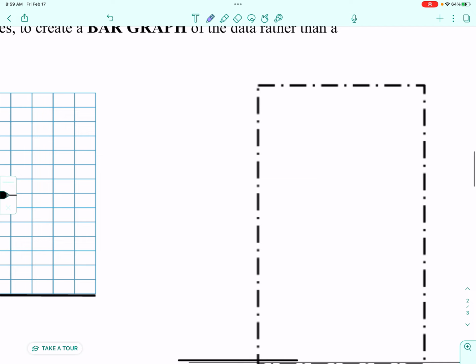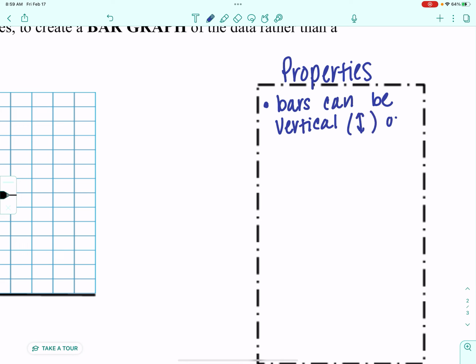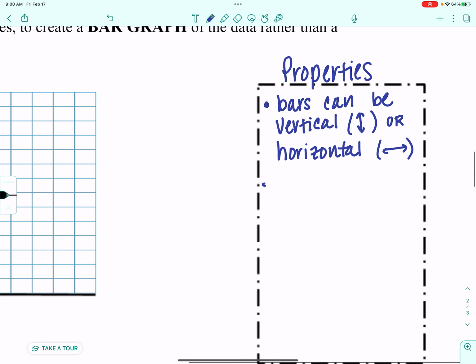When we make a bar graph, your bars can be vertical. Remember, that's up and down. Or horizontal. It doesn't matter which way you choose. Pick one and stick with it. The other thing that has to happen is your bars have to have the same width.